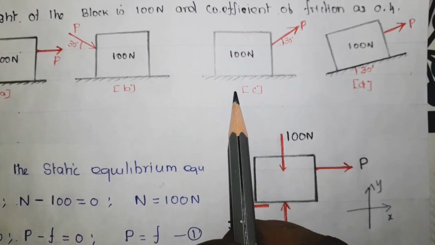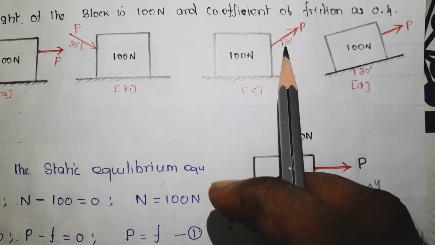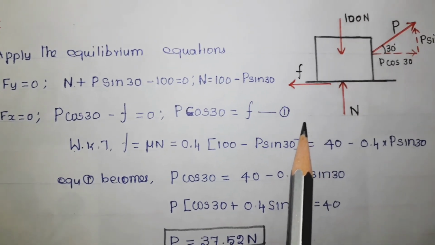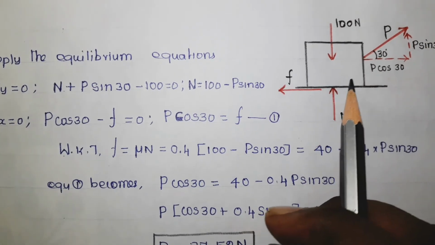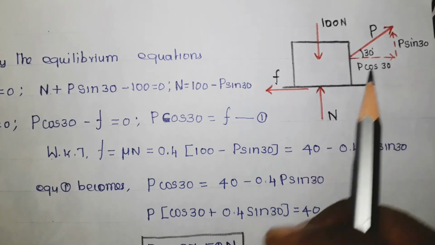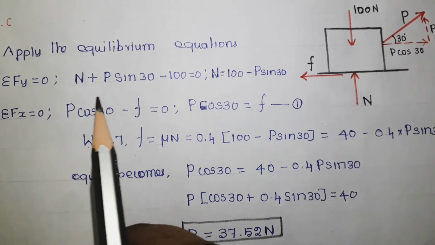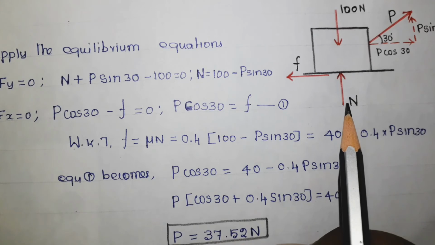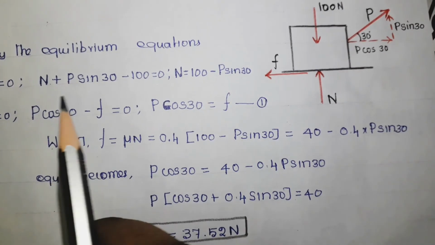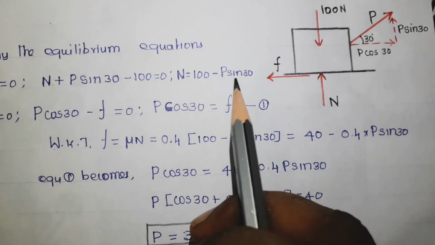Now let us go to the third case where the force is inclined at 30 degrees, but here it is pulling the object. Now let us draw the free body diagram. So here is the free body diagram: normal reaction, weight, friction force, and the force P is resolved into two components, one along the x direction and another along the y direction. Now use the same equilibrium equation: add all the vertical components and equate to 0. There are three vertical components: n, 100 and P sin 30. These two are positive because they act in the upward direction, minus 100. From this you can get the answer for n.